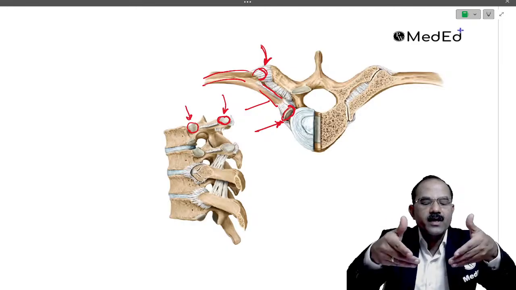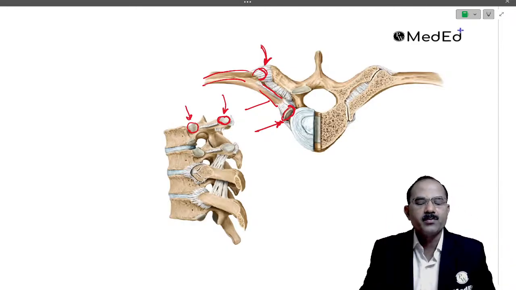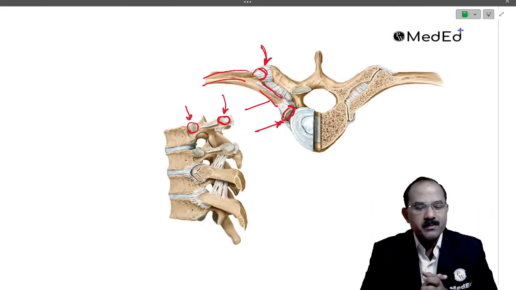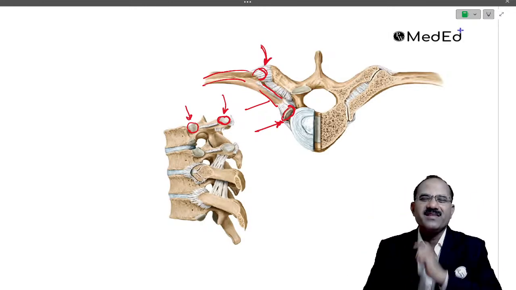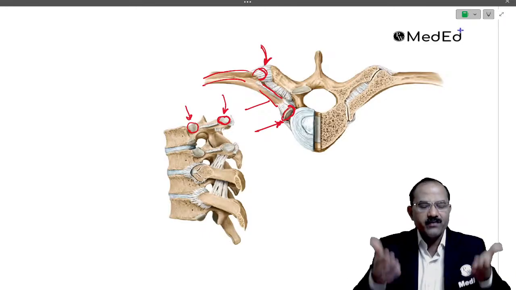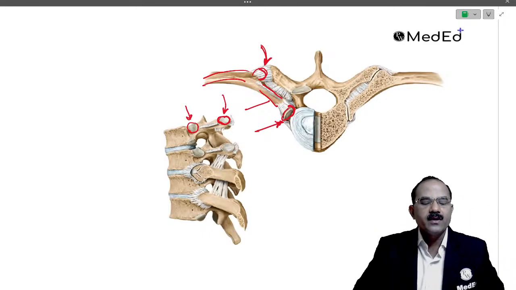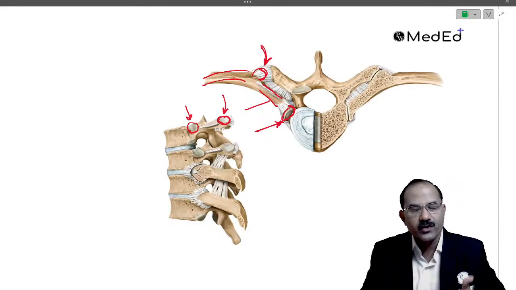The second, when we breathe in, the ribs go up, the ribs go down, the ribs go up, the ribs go down. What is this movement? This is known as the pump handle movement. And this pump handle movement is going to change which diameter of the thorax? The anteroposterior diameter, correct? And third is the contraction of diaphragm. When we breathe in, the diaphragm goes down, that increases the vertical diameter of the thorax.